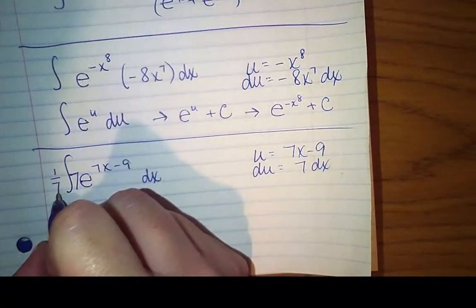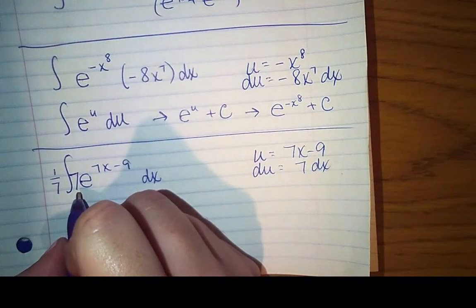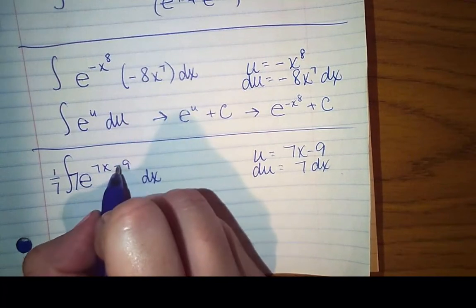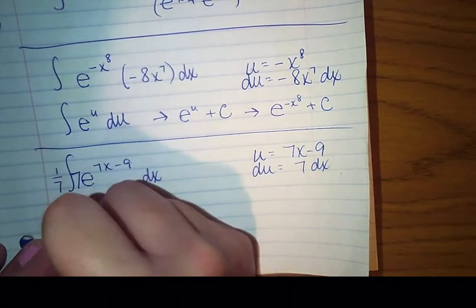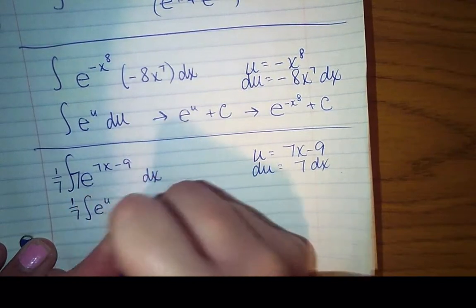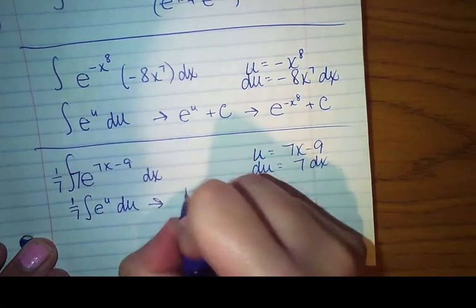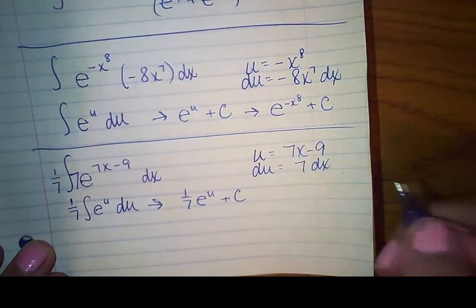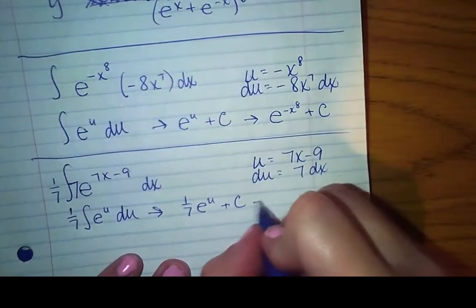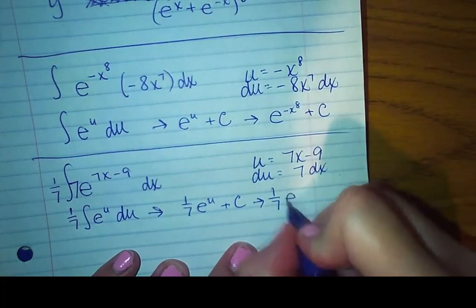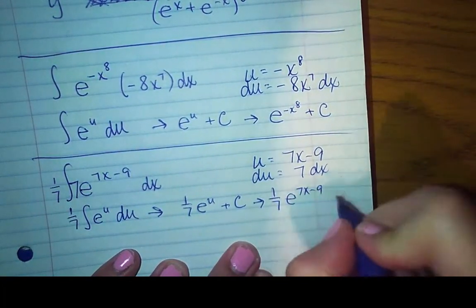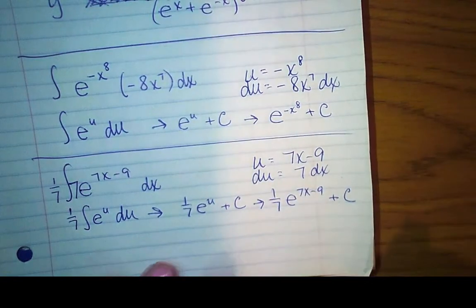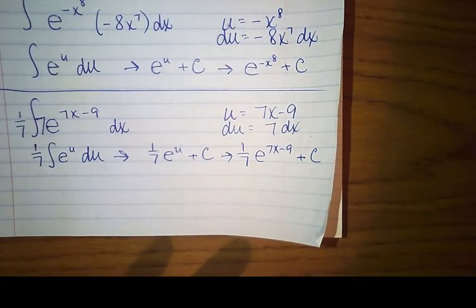And this is now 1/7 times the integral of e to the u du. So 1/7 e to the u du. That integral is just e to the u plus c. Except I started in x world. So that means I've got a 1/7 e to the 7x minus 9 plus c. Okay. What else have I got?